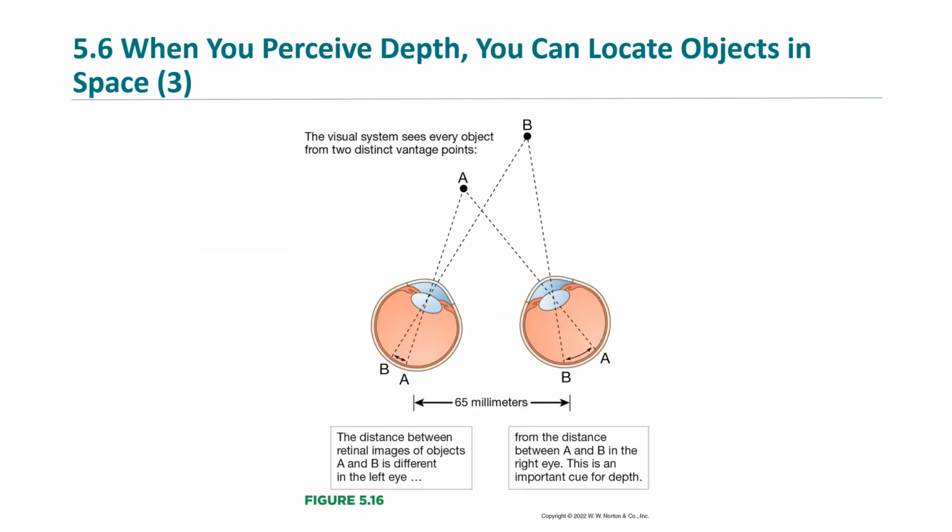This is a little bit more technical on the screen of what's happening with binocular disparity. We use both eyes to perceive depth through binocular disparity, with each retina having a slightly different view of the world. As it says here on the screen, the visual system sees every object from two distinct vantage points. The distance between retinal images of objects A and B is different in the left eye from the distance between A and B in the right eye. This is an important cue for depth.